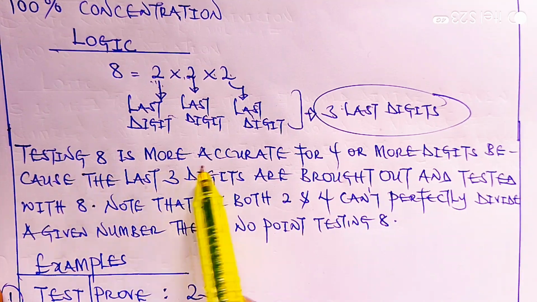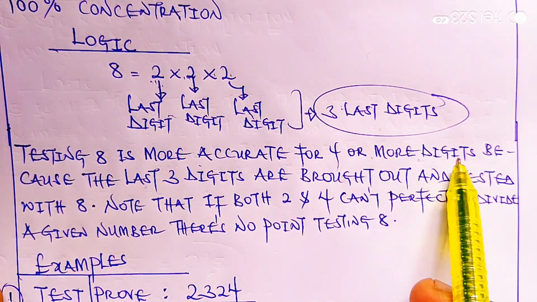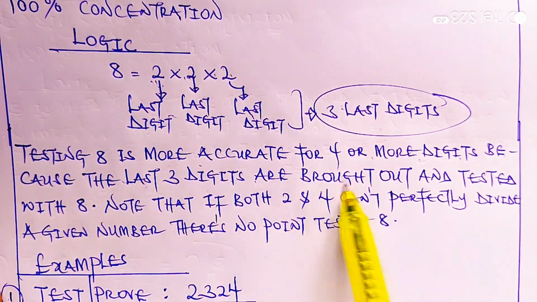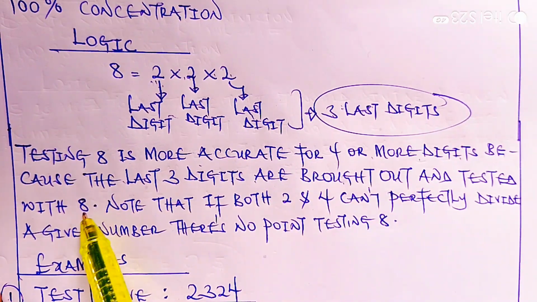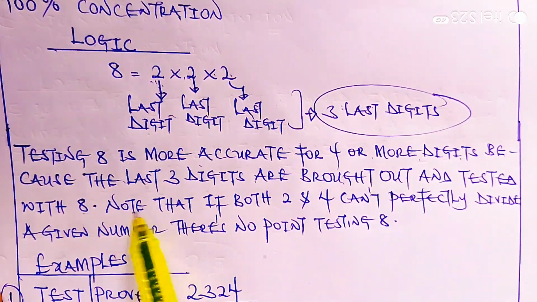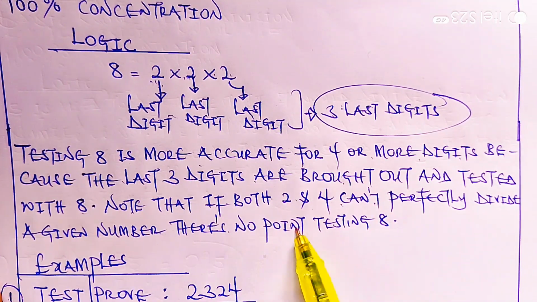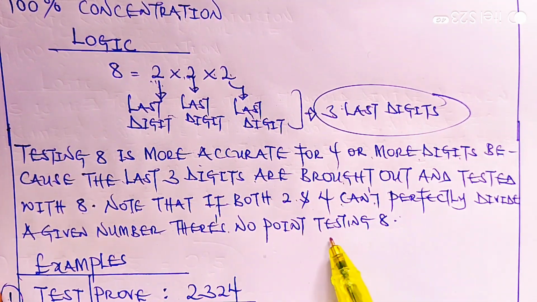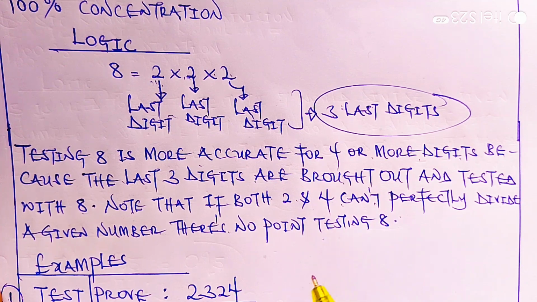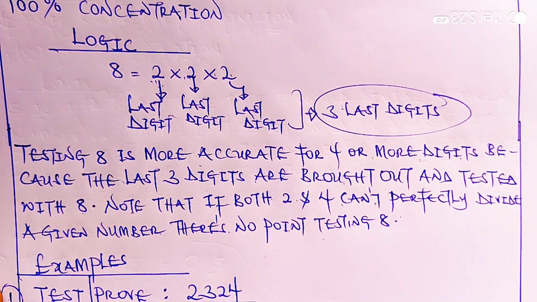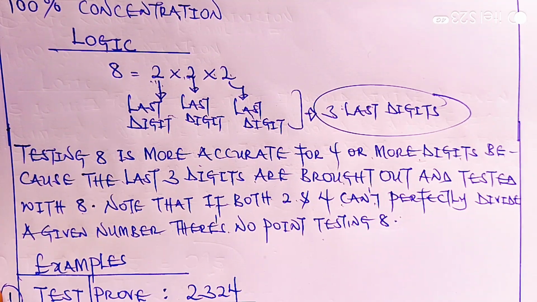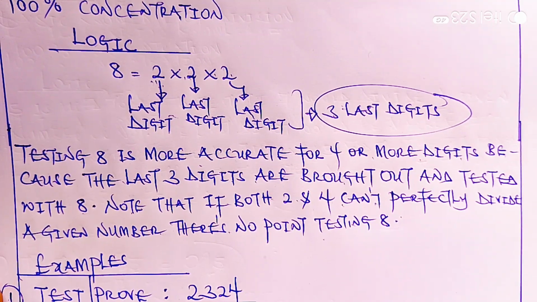So here's the logic. Testing 8 is more accurate for 4 or more digits because the last 3 digits are brought out and tested with 8, just according to the proven. Note that if both 2 and 4 can't perfectly divide a given number, there is no point testing 8. So it's very, very simple. If you look at a number that is about to be divided by 8, and you find out that 2 and 4 cannot perfectly divide such a number, there is no point using 8 to divide such a number. It means 8 will not go.